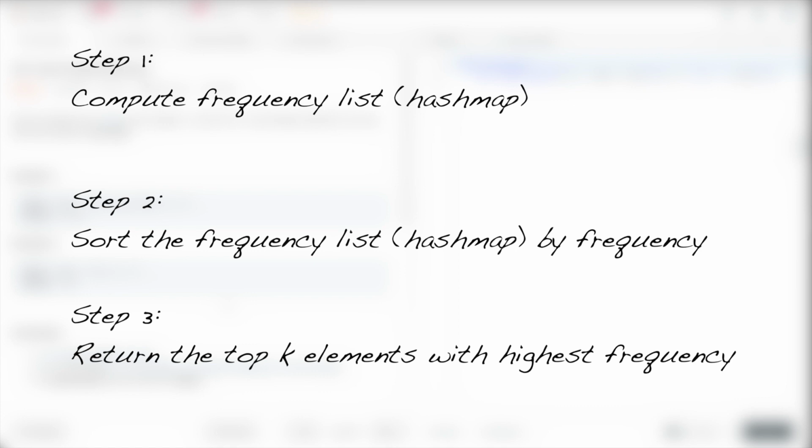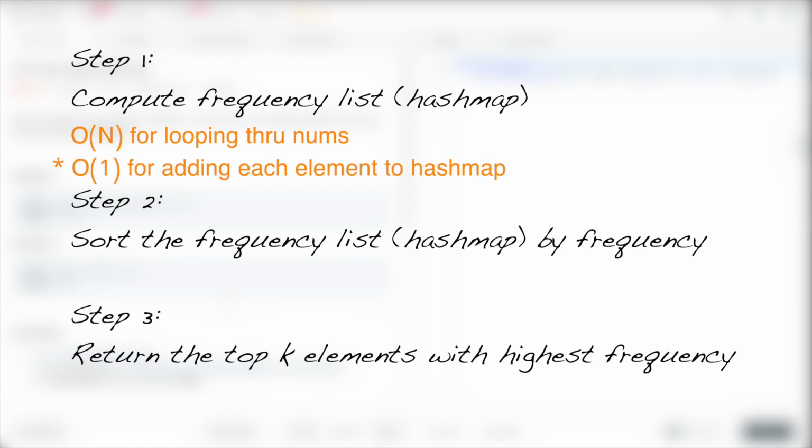So let's talk about the runtime for the implementation that we just talked about. For step 1, creating the hash map, since we're looping through every single element in the list, that's going to be a big O of n runtime. And then creating this hash map, meaning that adding new key value pairs to the hash map or modifying the existing key value pair's value, which is the frequency, that's just going to be constant time runtime, big O of 1. So in total, for step 1, building the hash map, it's going to be big O of n runtime.